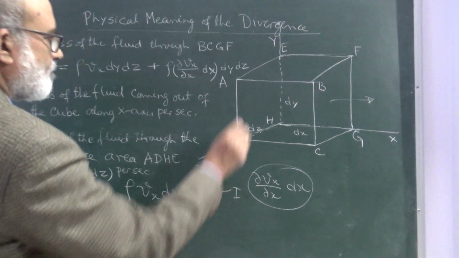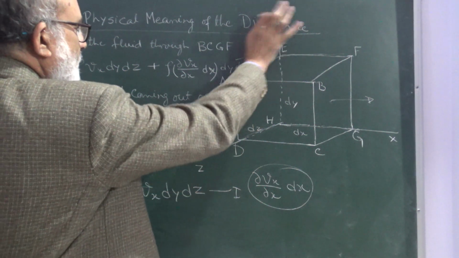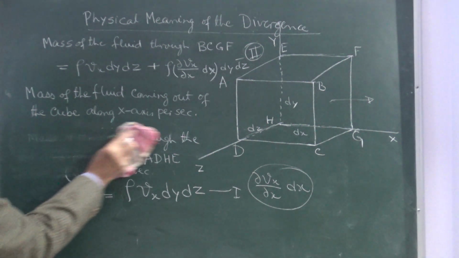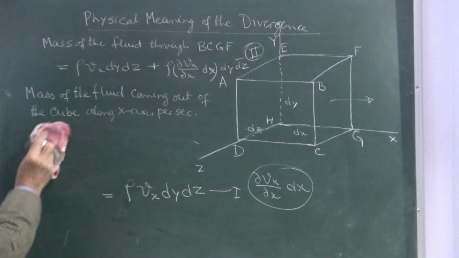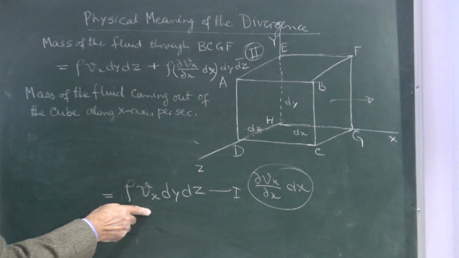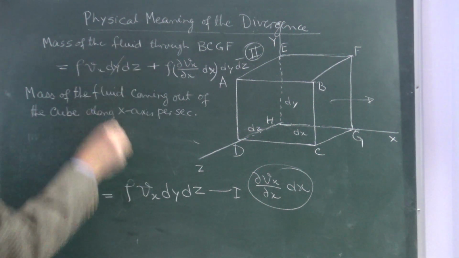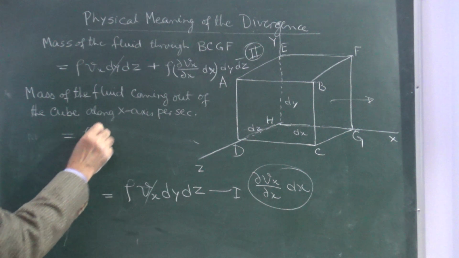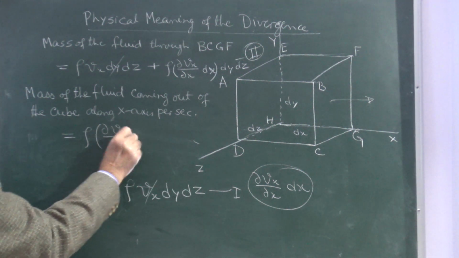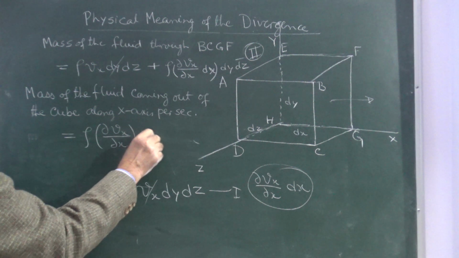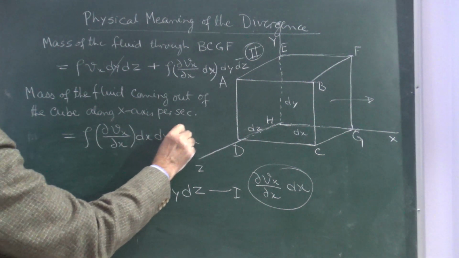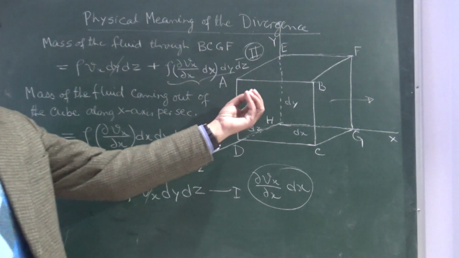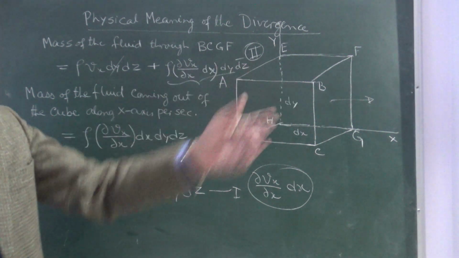This was equation 1 and this is equation 2. So the difference will be the subtraction. Subtract this by this. If you subtract, these two cancel out and you are left with this: rho dvx by dx, dx, dy, dz. This remains. So this is the amount which is emerging, coming out of the volume along the x-axis.